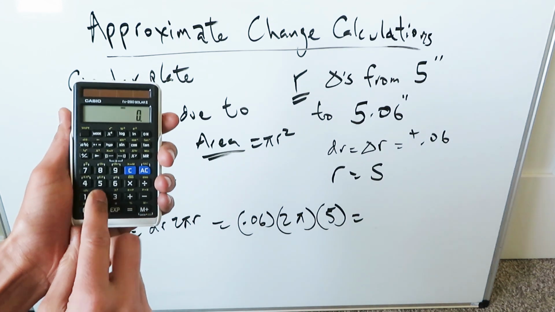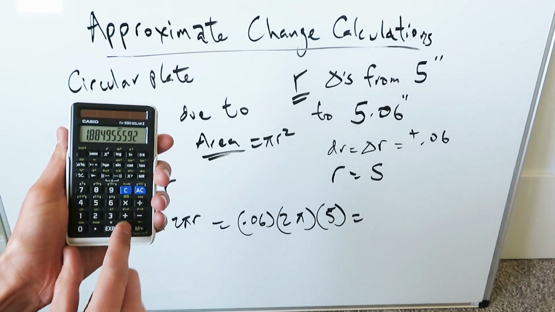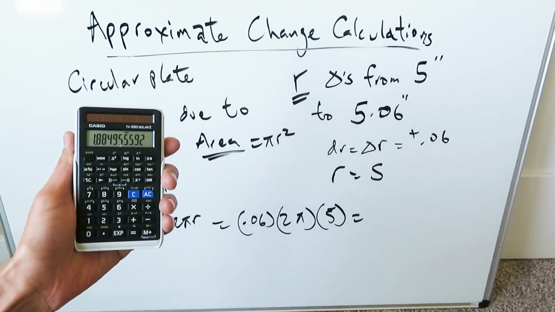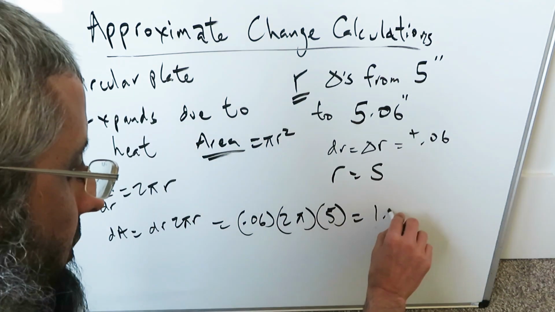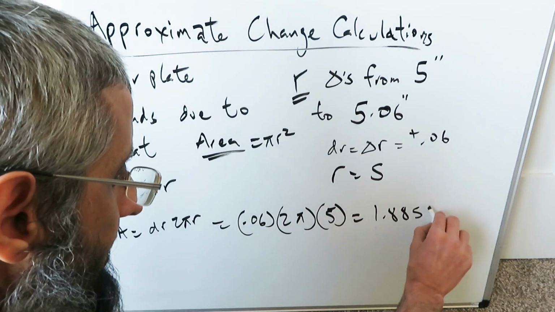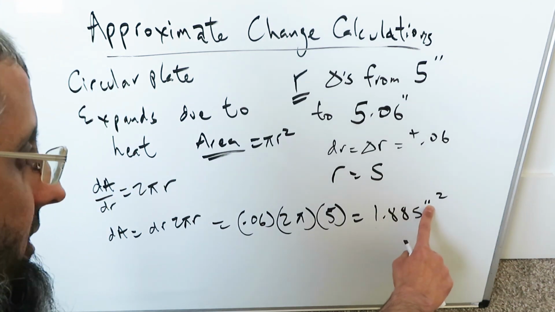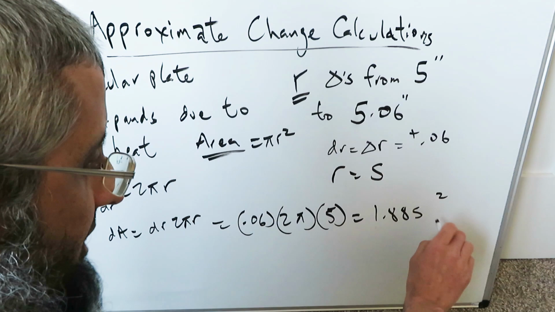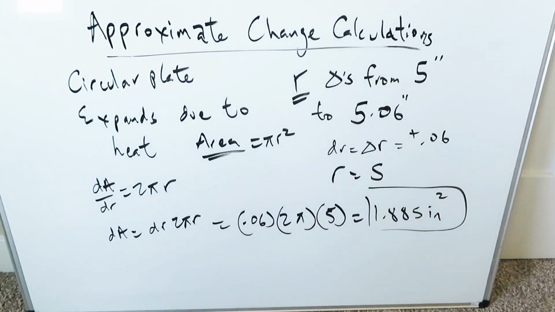Let's do the calculation. 2 times pi times 0.06 times 5. I have a value here, 1.8849. I'll round it up to 1.885. 1.885, and I'll say inches squared. This right here is a symbol for inches. We can just put here in squared and it looks even better. And that right there would be the end result.